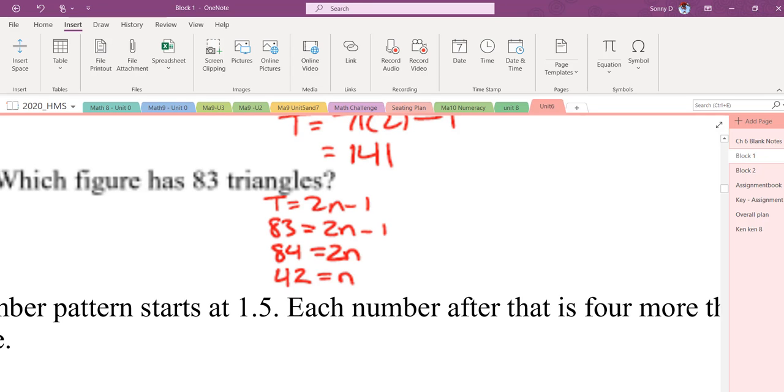I didn't do it like that. You didn't get that far? I got it, but I didn't get it like that. Okay, that's fine. 83 divided by 2, which is 41.5. And I know we are minusing 1, so I did 42.